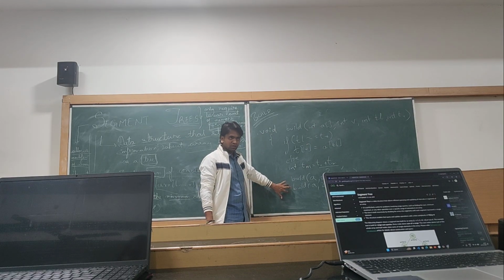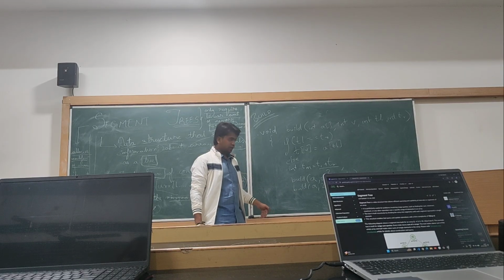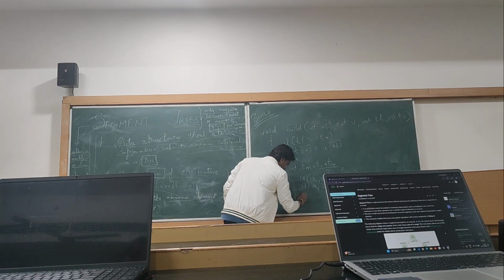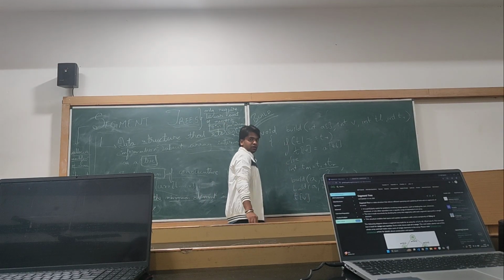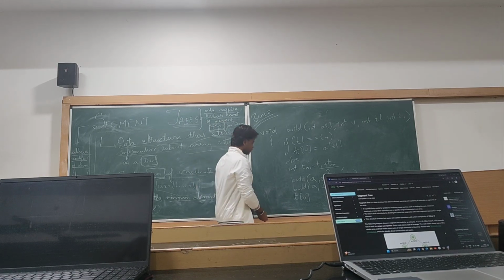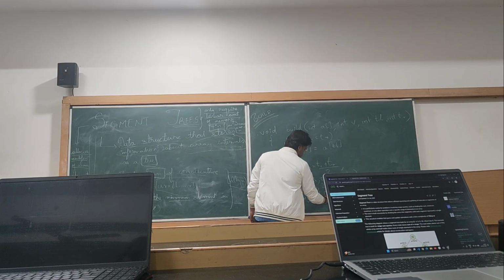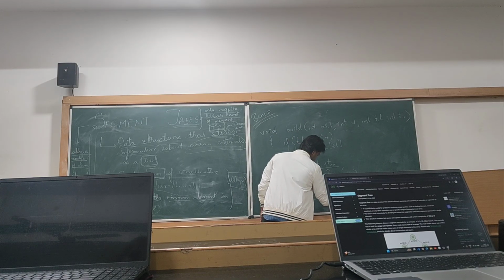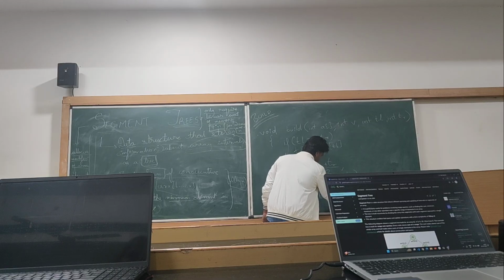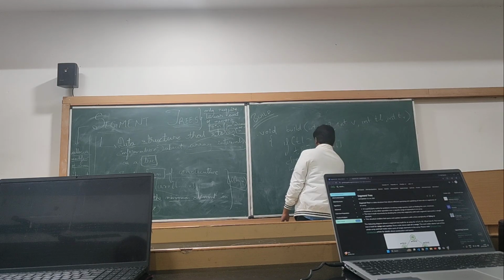You recursively call the function. Now you have the answer. You will use the answer to fill T of B. So T of B is equal to what? T is your segment tree which you are creating. So T of B is equal to T of 2 into B plus T of 2 into B plus 1. Yes. Done.